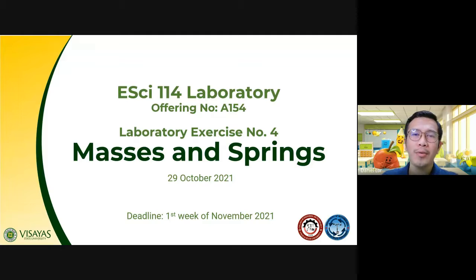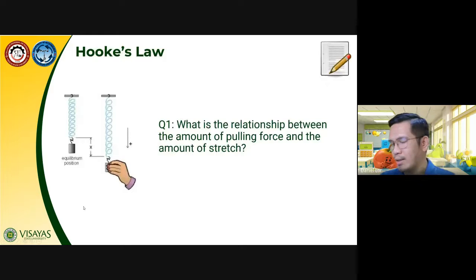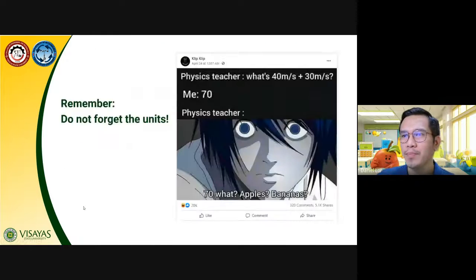Okay, so here we are again for part 2 of our discussion for ESci 114 laboratory exercise number 4, which is masses and springs. So we will proceed directly to our problem solving that we haven't discussed this morning.